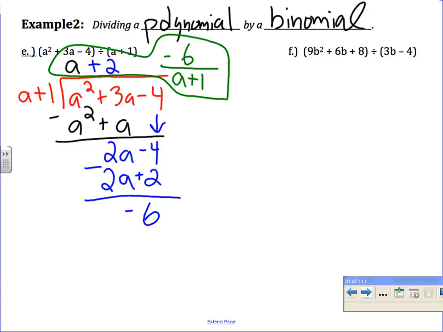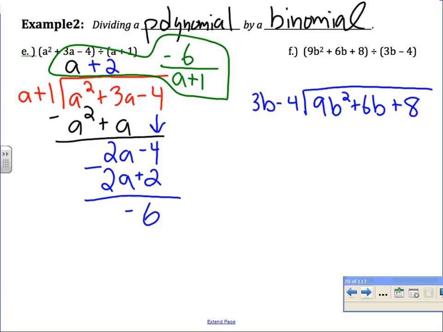Okay, let's do letter F together. And then I'm going to have you guys maybe try one on your own. Okay, so 3b minus 4 divided by 9b squared plus 6b plus 8. I'll go slowly again. You ask yourself first, 3b goes into 9b how many times? 3b times, because 3b times 3b is 9b squared.